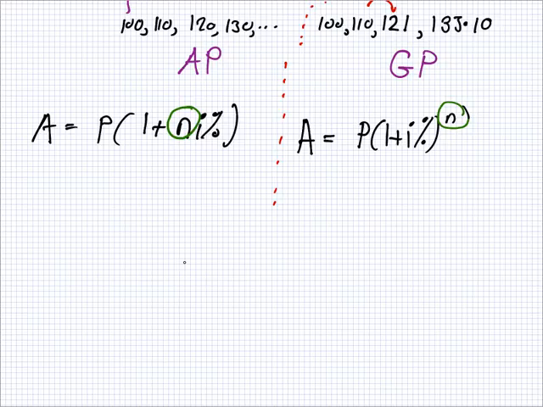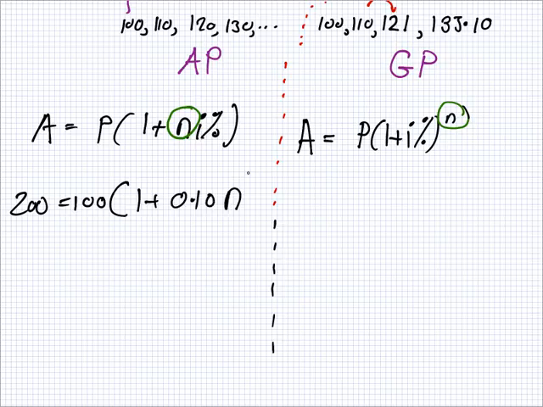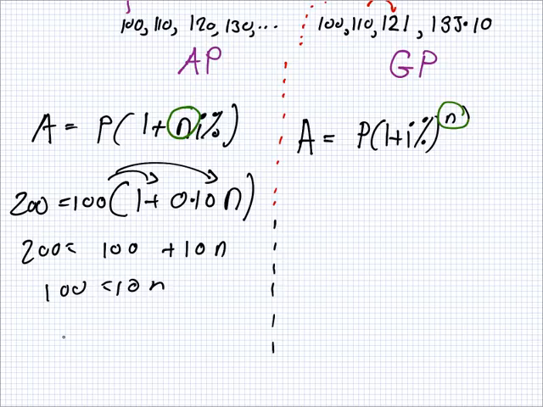So in the first case, we want 200. We start with 100. And the I is 10. 10% is 0.10, so this would be 0.10 times n. So this is 200 equals 100 plus 10n, if you multiply that in. 100 equals 10n, so n is 10 years.